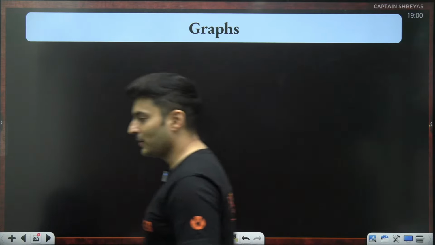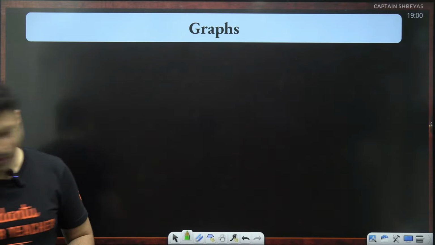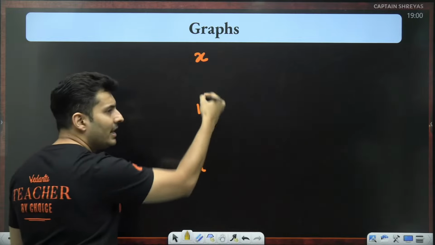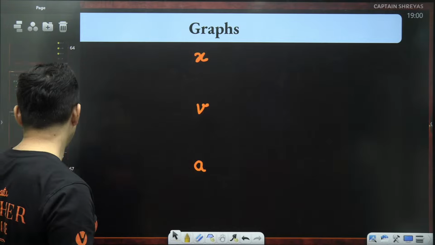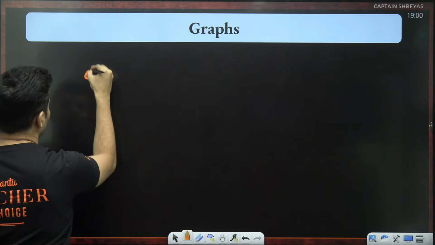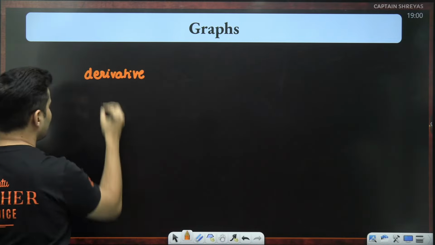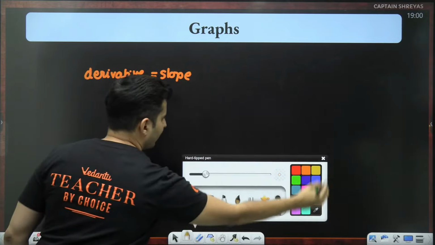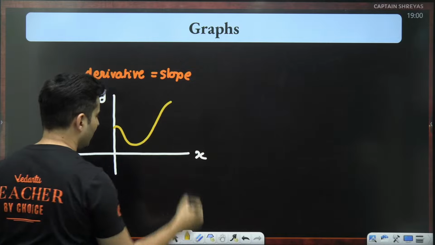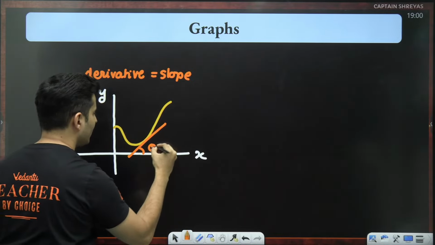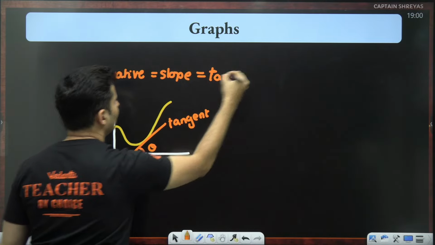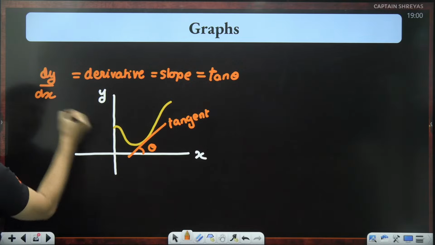Okay, so let's look at the graphs, guys, now. Just like we went from position to velocity to acceleration using derivatives, graphically, derivatives means slope. Remember this quick thing: derivative means the slope. If I have a graph, this is x, this is y, and the graph is something like this. I draw a tangent somewhere, I measure this angle. So this slope is nothing but tan theta, and the derivative is nothing but your dy by dx. This is what it stands for.